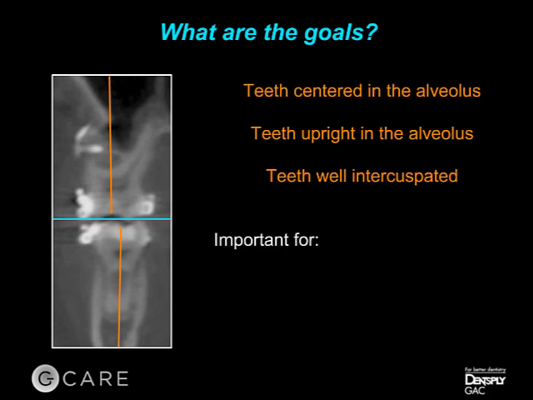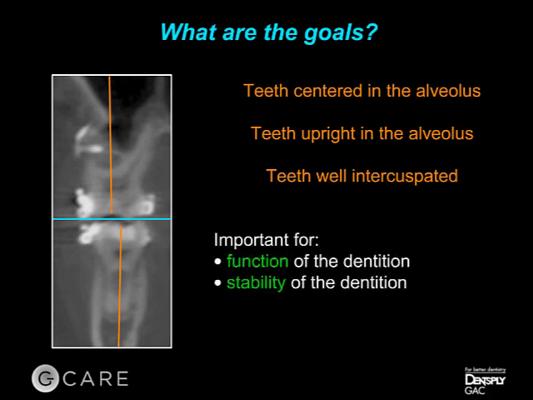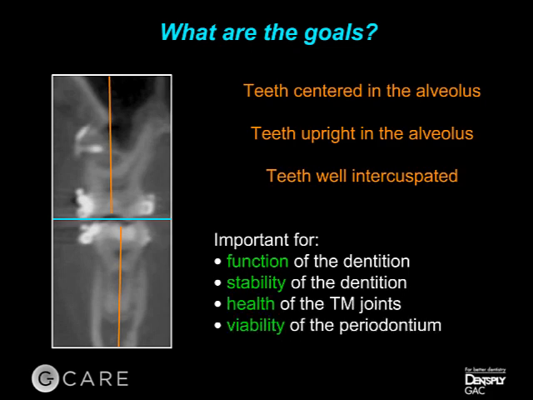And for me, this is important for the function of the dentition, stability of the dentition, because teeth that are well intercuspated and interlocked help to stabilize themselves, health of the joints, and viability of the periodontium. Now, we're not going to be able to get into all of those today, but thinking about global objectives for why we're trying to do this, these would be my four reasons for why I'm looking to get the transverse normalized.